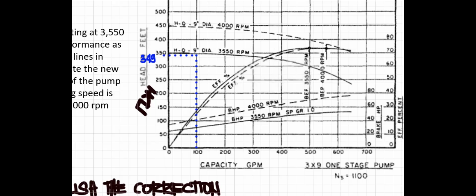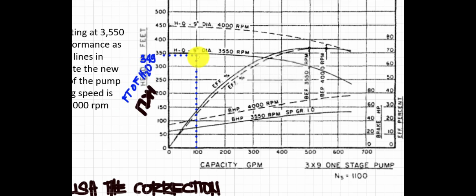Now, tignan natin yung pump characteristic curve. So, I draw a line 100 GPM towards the curve ng 9 inches diameter at 3,500 RPM. So, at this point, 100 GPM, magbangga siya doon sa curve na ito, bounded by that curve. So, we have a corresponding 349 feet or yung total dynamic head in feet of H2O. So, I'm gonna write here, feet of H2O. So, feet of water.